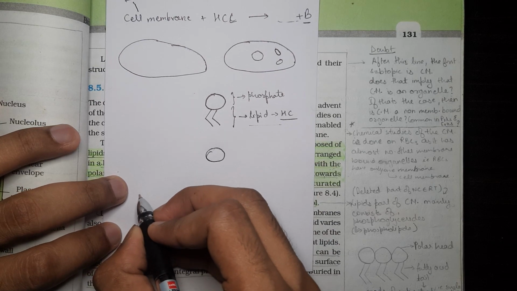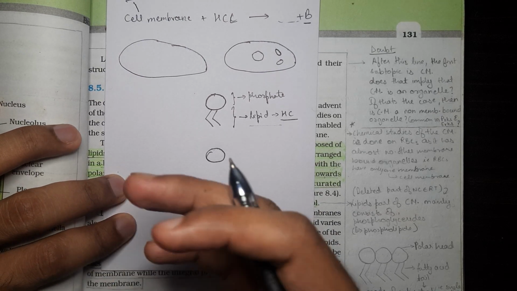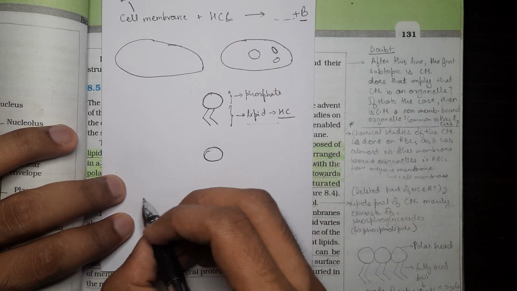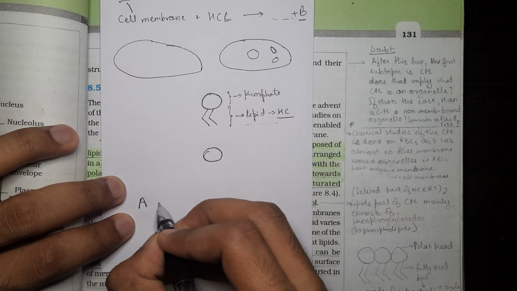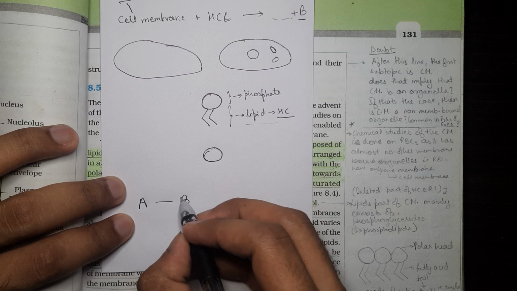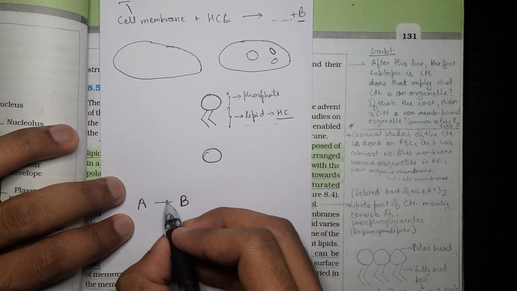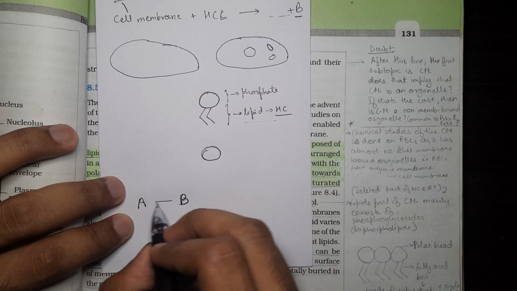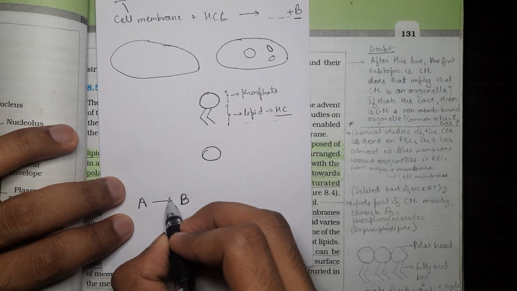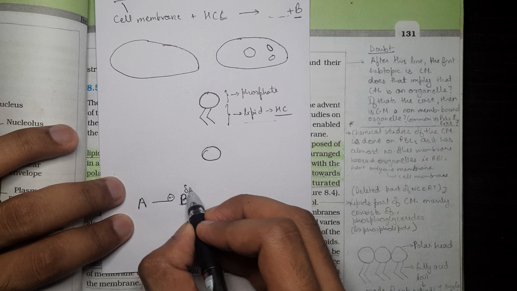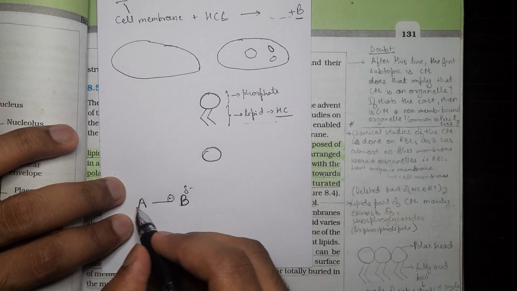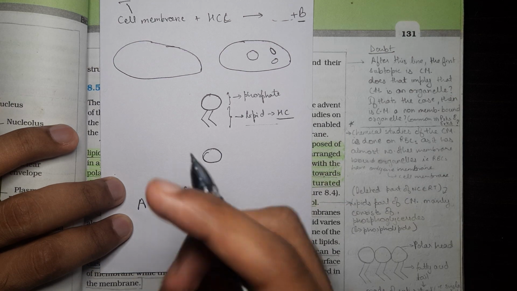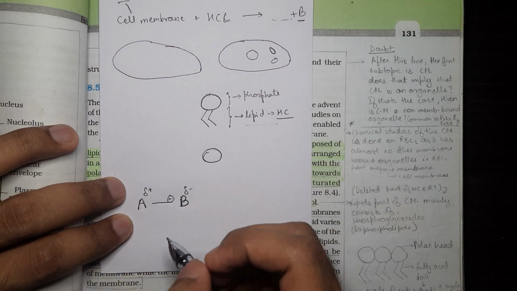Polar compounds are those compounds that have some charge separation within the compound. So let's say, for example, there is a compound A and B, and B is more electronegative than A. Then what will it do? If B is more electronegative than A, it will pull the electrons in this bond towards itself, thereby gaining a partial negative charge because electrons are negative. And A, since it's losing a bit of electron density, will gain a partial positive charge.